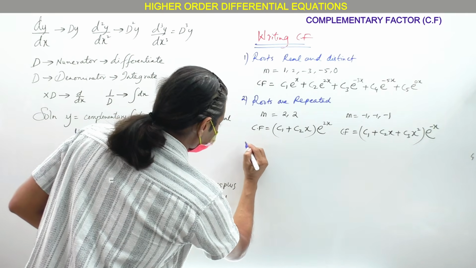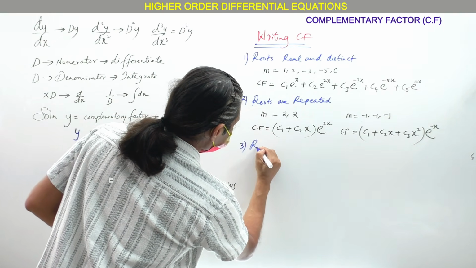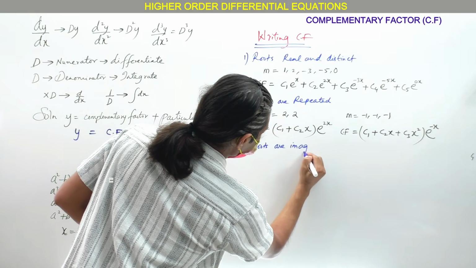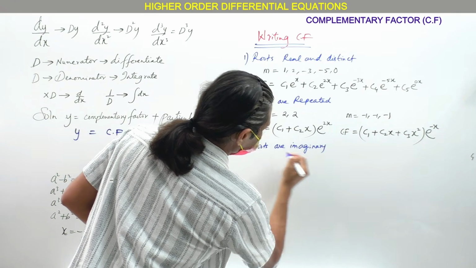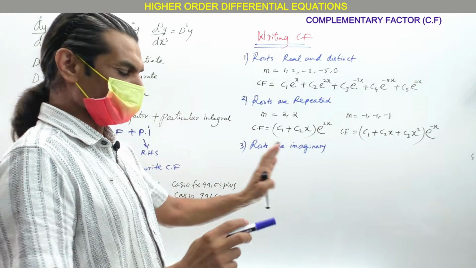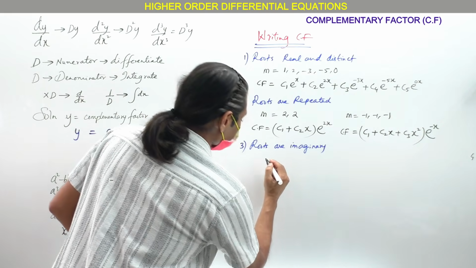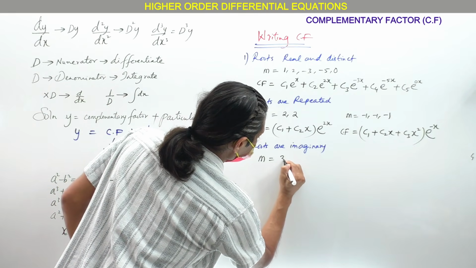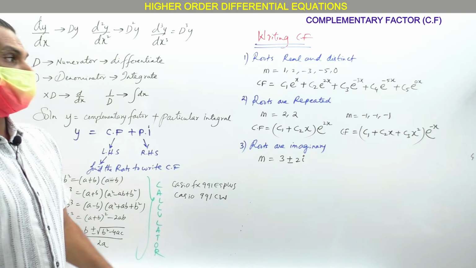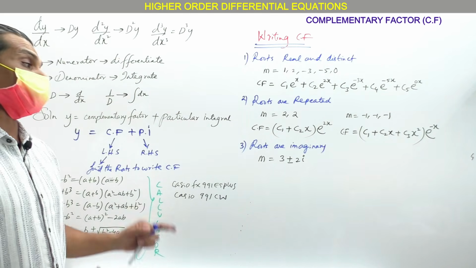That's it. Now lastly, if you understand the last one, that is more than enough. The roots are imaginary, conjugate or imaginary, whatever. Let's keep it simple, imaginary. Say if I get roots of m equal to 3 plus or minus 2i. In that case, what to do?